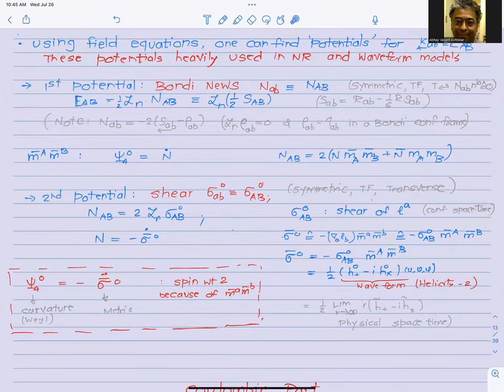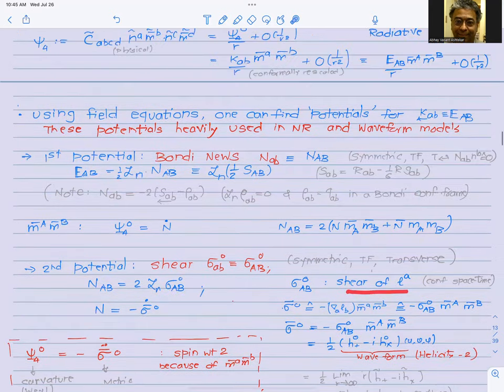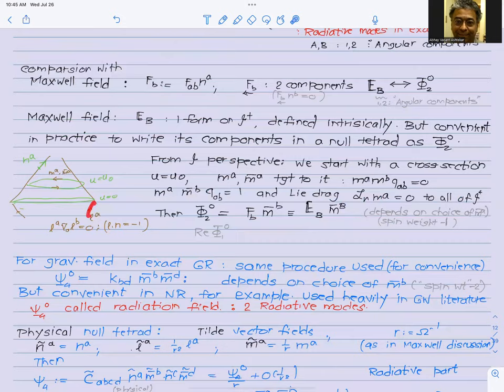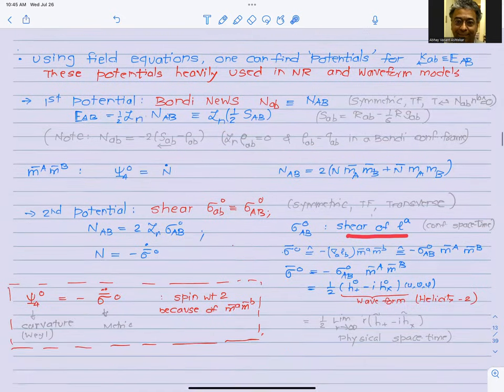The second potential is that n itself is a time derivative. We saw that the radiation field is a time derivative of the news, and the news itself is a time derivative. So the radiation field is a second time derivative of this new field. This new field is called sigma, and this sigma is the shear of the vector field L that we talked about.